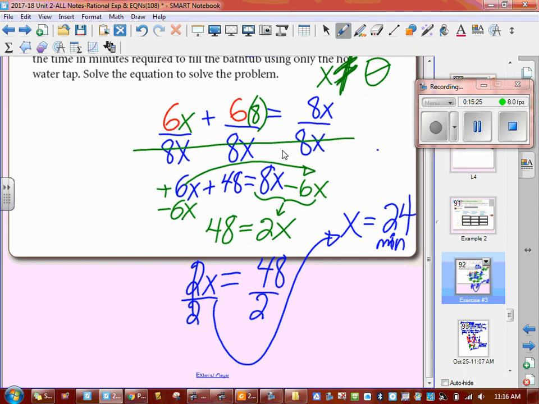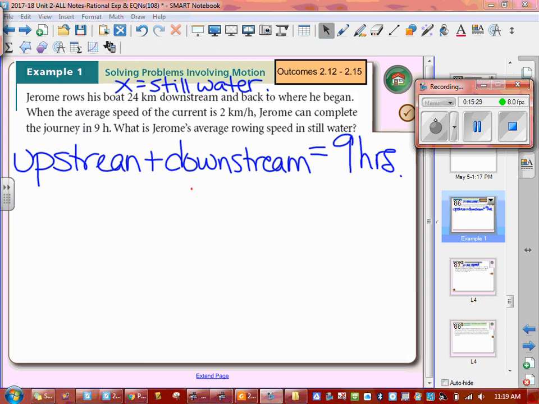Okay, now we're going to start our upstream, downstream motion problems. When we've got upstream, downstream questions, there's two things you need to recognize. They're either going to be talking about how fast the current is, or they're going to be having you find the current being still water. So, for example, we always take upstream plus downstream equals total time. Now, how do we actually set this up? Well, it's a speed, distance, and time question.